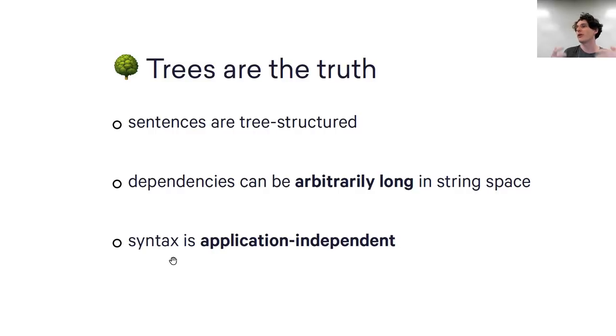But it can't be arbitrarily long in tree space because the relationship between them will always be the subject and the verb, sort of next to each other in the tree. So you can see how for some of these things, it should be more efficient to model it as a tree. And the tree should tell you things that you otherwise would have to infer from an enormous amount of data. It should be more efficient in this way. So we can say, okay, in theory, this should be important, and it should be something that we study based on this knowledge about how sentences are structured.